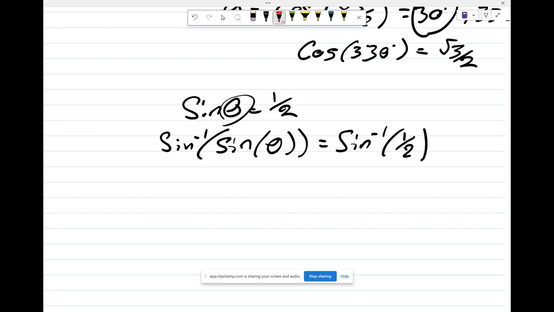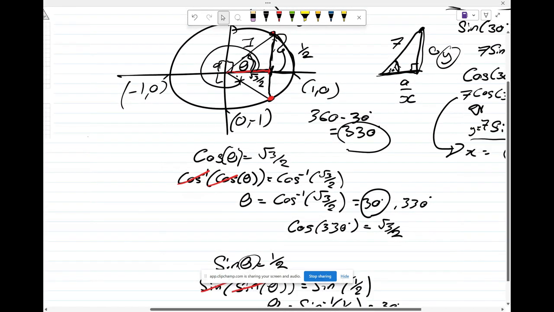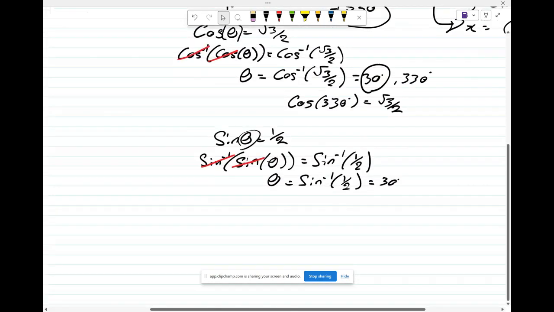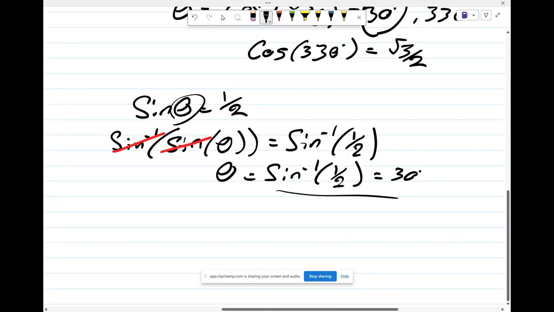And we know this will cancel with this, and we're left with theta equals sine inverse a half. If I put that in my calculator, we're going to get 30 degrees again, because I just picked it knowing it would be 30 degrees. But yeah, it's going to give us 30 degrees.